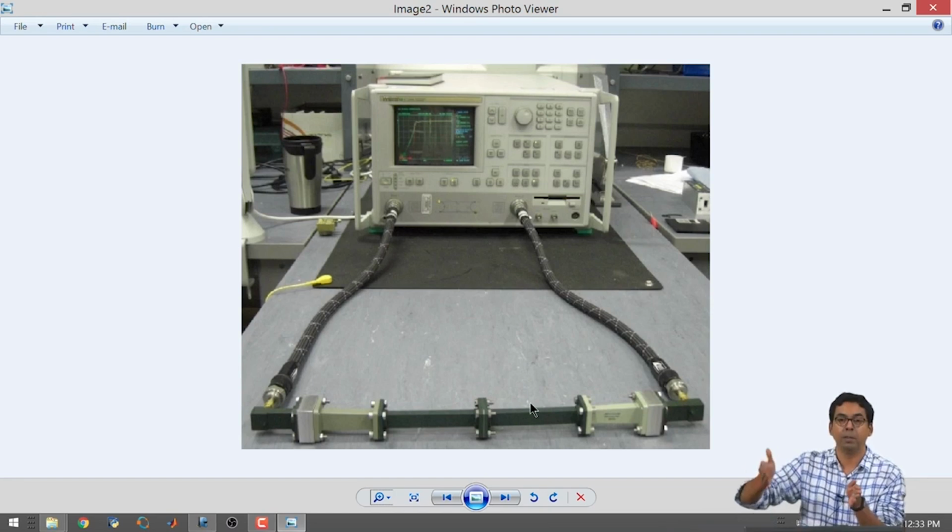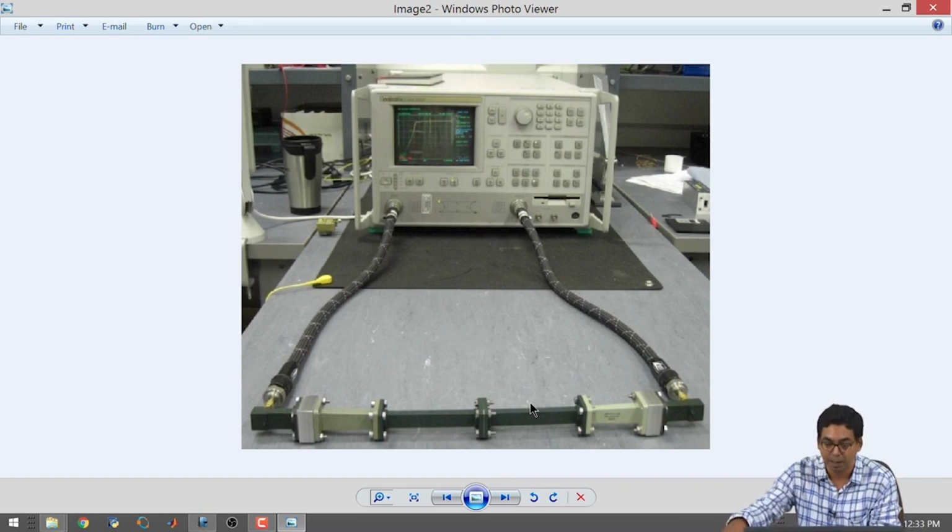So you get them in pieces of finite sizes, and depending upon your application, you will put them together, tighten it, and then you can start using it. This is what it looks like in a regular lab.